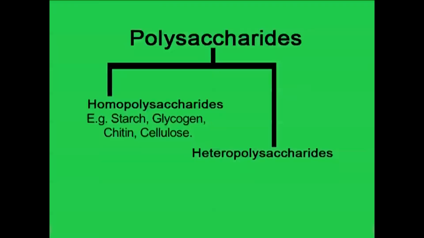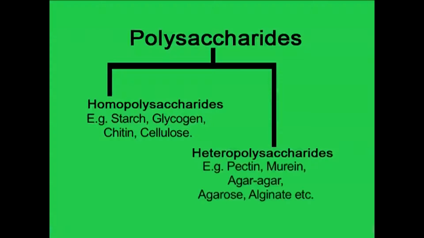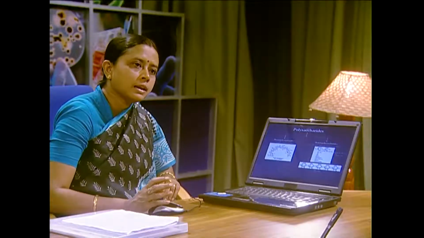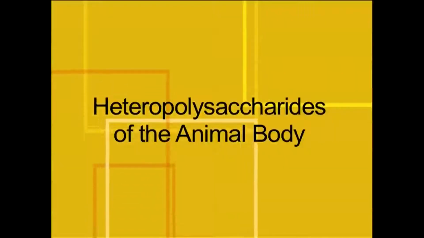Now, about heteropolysaccharides. Heteropolysaccharides are pectin, murein, agar-agar, alginate, and these heteropolysaccharides are classified on the basis of their presence in either plant cells, animal cells, or bacterial cells.